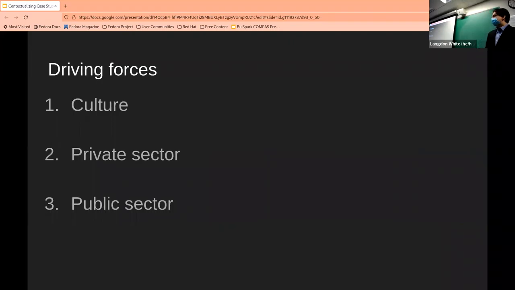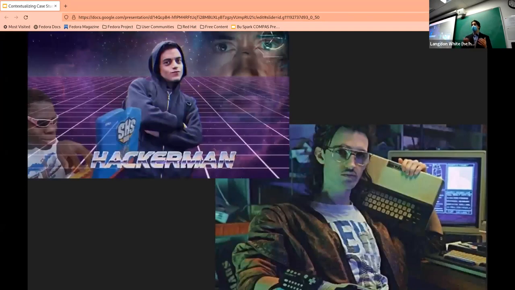So what drives these changes in ERC? I'm going to argue that there are three. There's culture, there's the private sector, businesses and things like that, and then finally the public sector, which is the government.